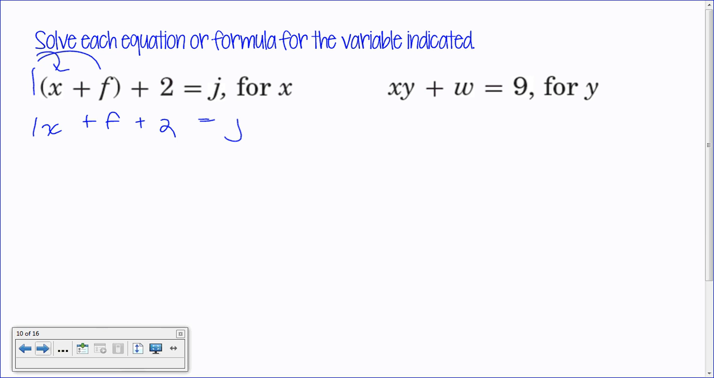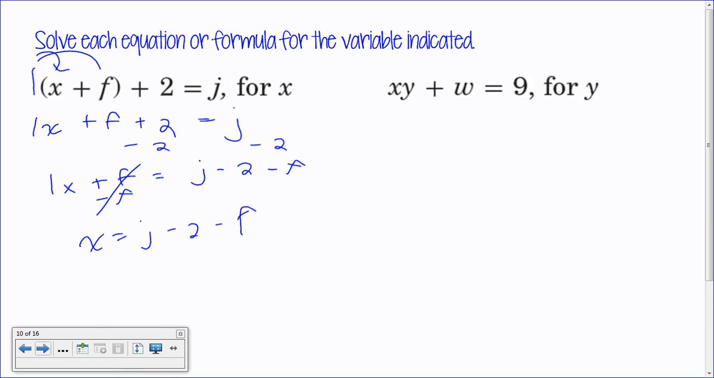Okay, so now what am I solving for? X. So what can I do? Minus 2. Now what? Yes, ma'am, I have a question on 5. Is that 5? That's 4. Okay.